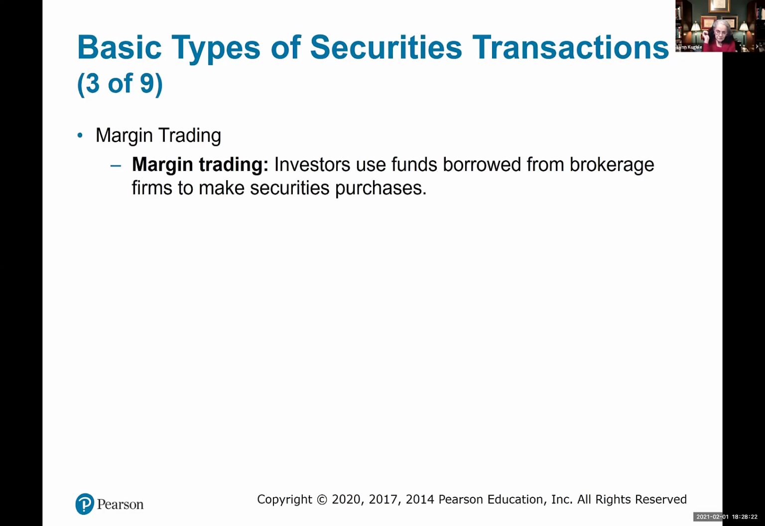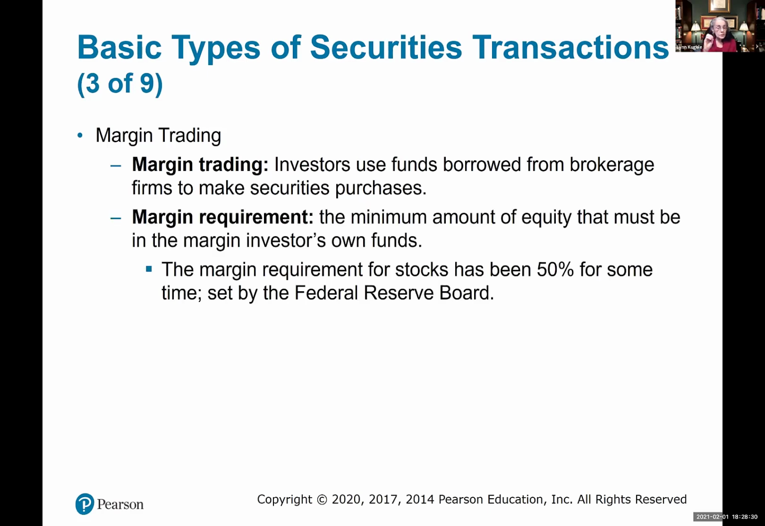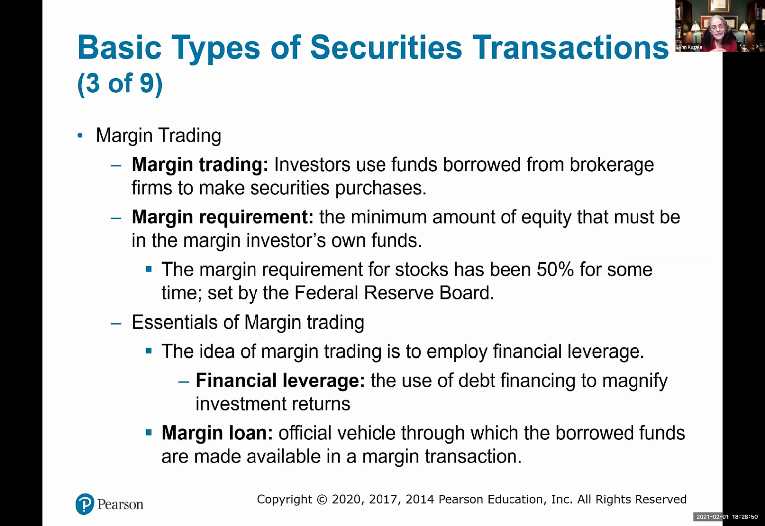Margin trading. Margin trading is when an investor borrows funds from the brokerage to buy securities. There's a requirement. It's 50% right now for stock. It's set by the Fed. Back during World War II, it was up as high as 100%, meaning there was no margin. It's the minimum amount of equity that must be in the margin investor's own funds. Now, it's to employ leverage. You're using the debt financing to magnify your returns. You borrow money and use it to buy stock. And we're going to look at how it works.